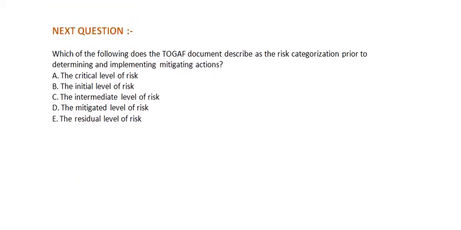Next question is, which of the following does the TOGAF document describe as the risk categorization prior to determining and implementing mitigating actions? Option A, the critical level of risk. Option B, the initial level of risk. Option C, the intermediate level of risk. Option D, the mitigated level of risk. And option E, the residual level of risk. The correct answer is option B.